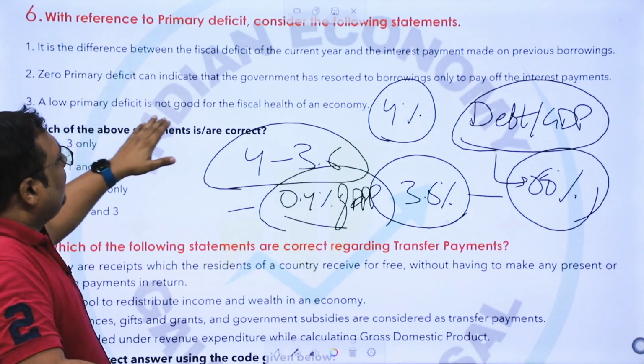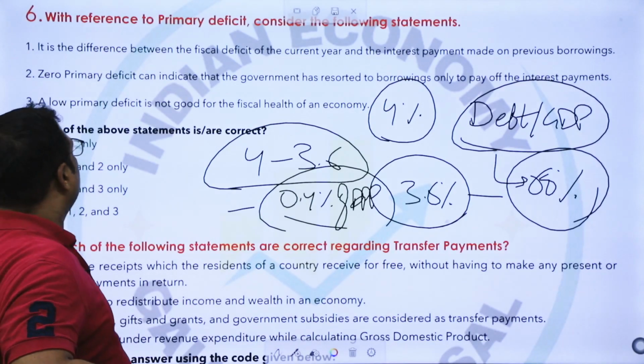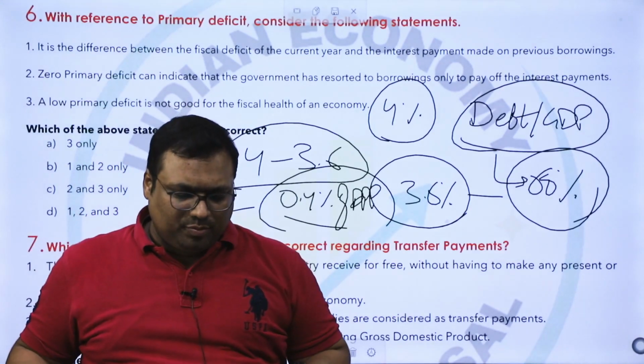Third, a low primary deficit is not good for the fiscal health. This is wrong. Answer should be B. I've already explained the third part. So answer should be B here.